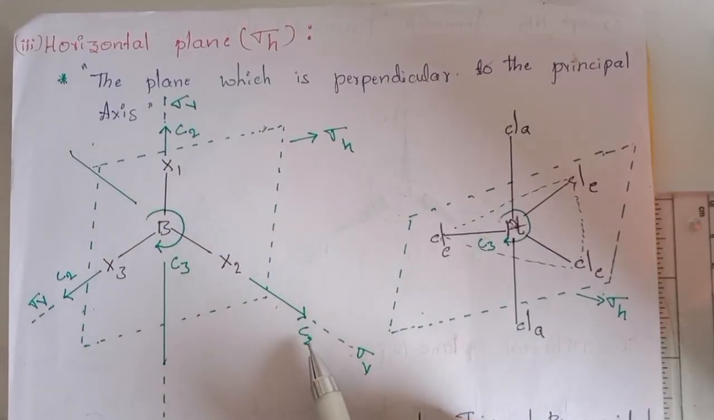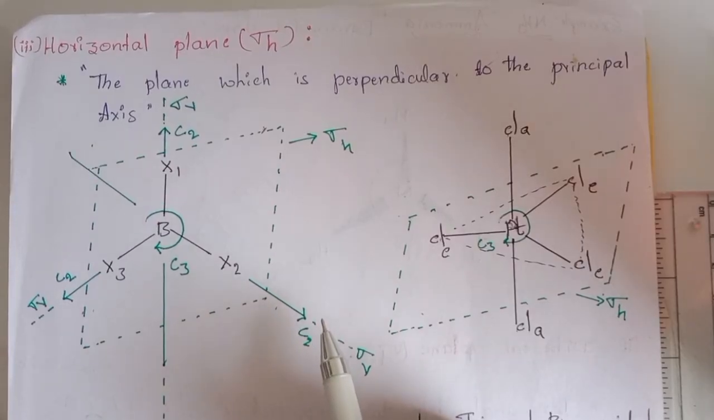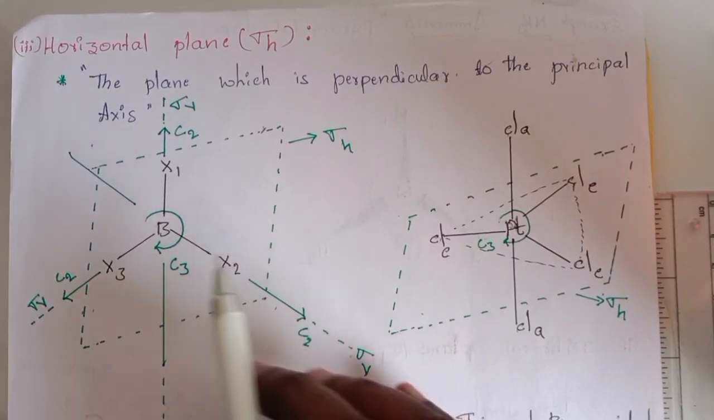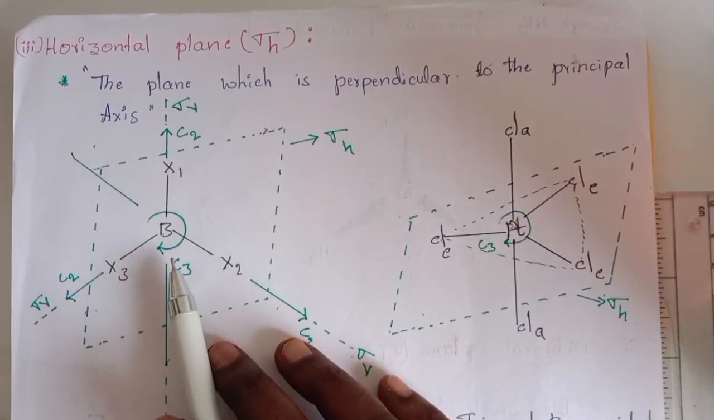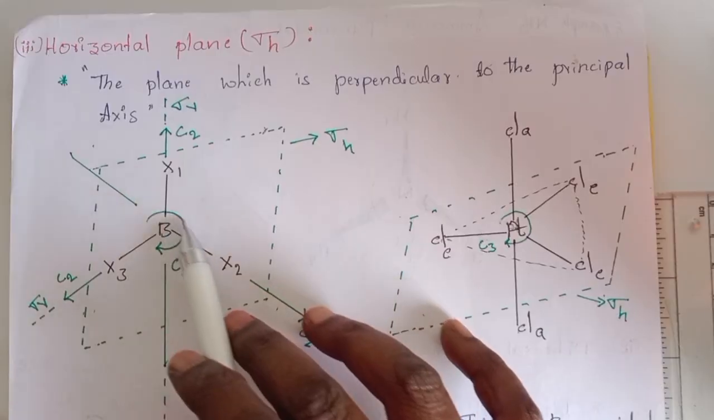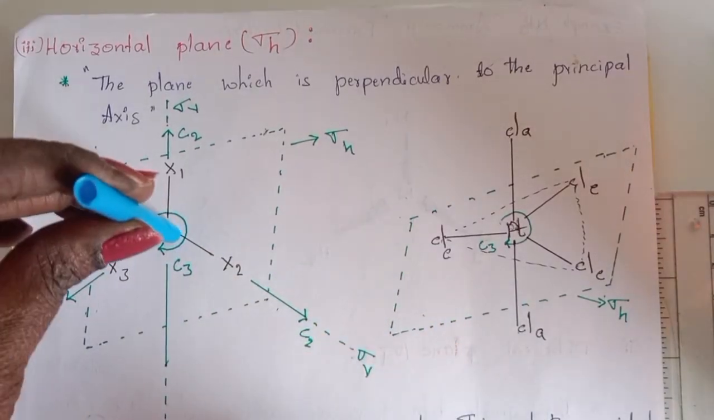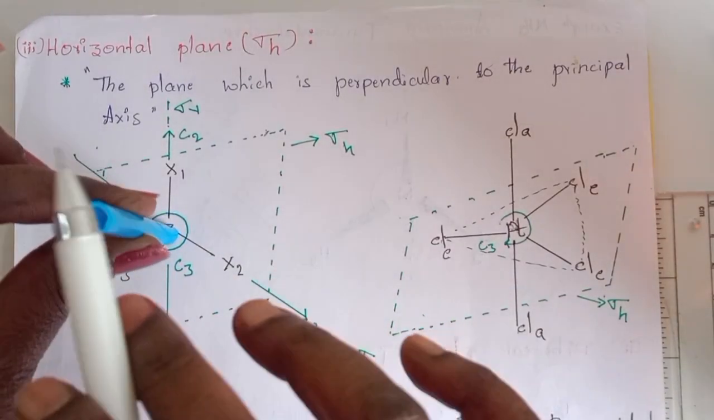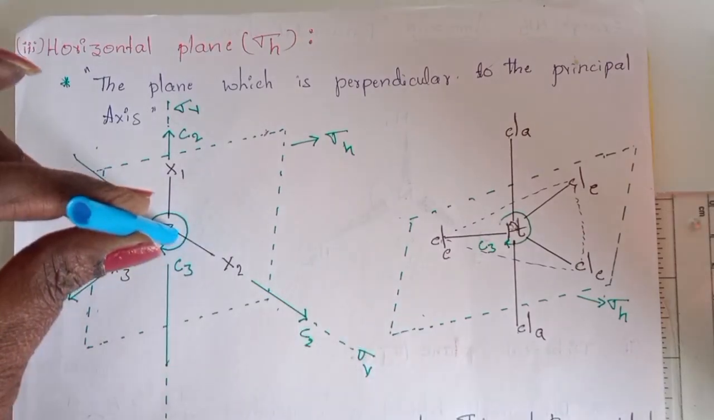Now, horizontal plane of symmetry. The plane which is perpendicular to the principal axis is called the horizontal plane of symmetry. So here I am taking the BX3 example. It has a trigonal plane, right? As we discussed, the C3 axis is passing through like this. If it is a trigonal plane, the axis is passing perpendicular to the plane.